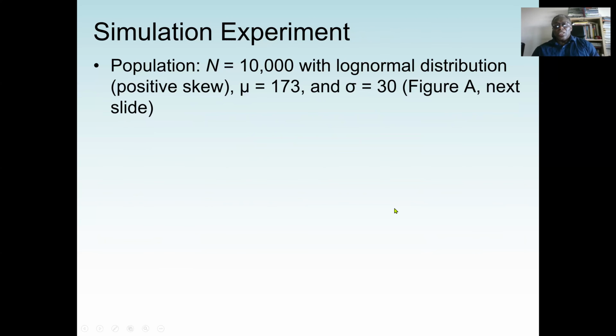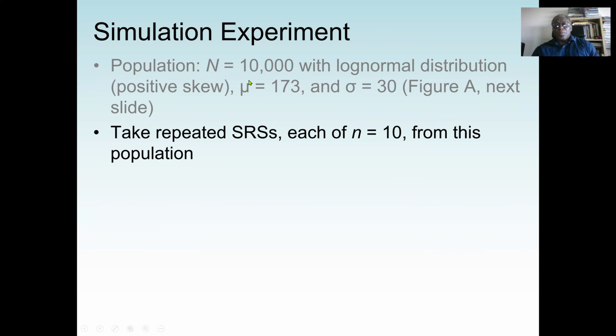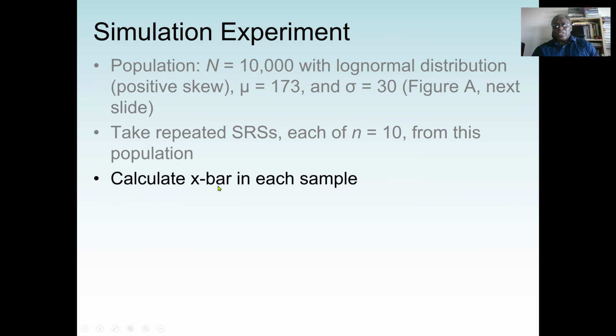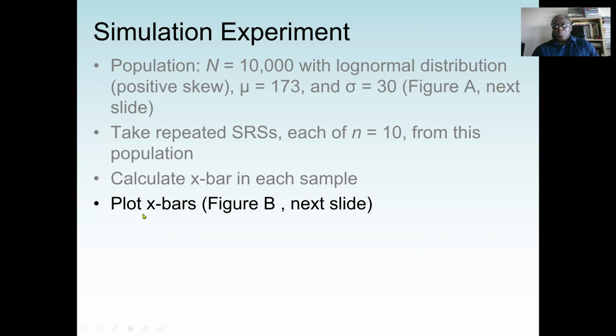Now we have a simulation here. For example, we have a population, the size is 10,000 with a log normal distribution, which is a positive skew. The mean is 173, the standard deviation is 30. Now we take repeated simple random samples, each of n equal to 10, which is the sample size, from the population of 10,000. We calculate the X bar in each sample. Then we plot the X bar, which will be in the next slide.